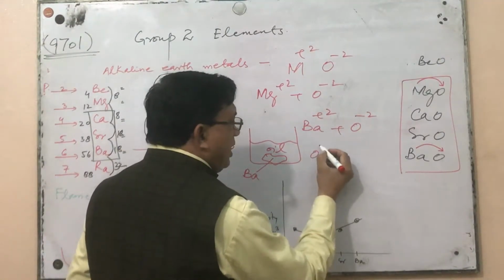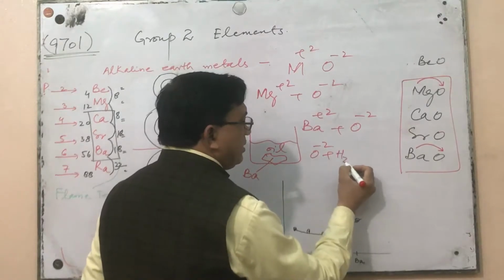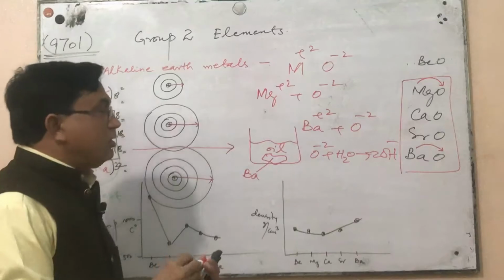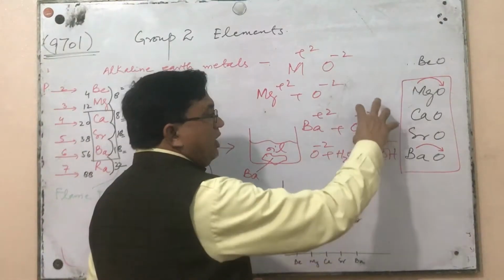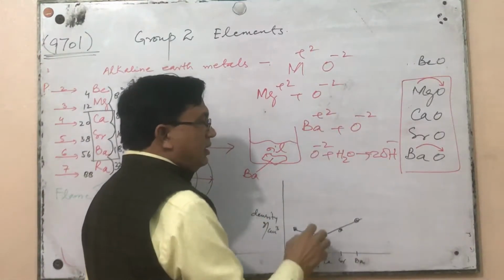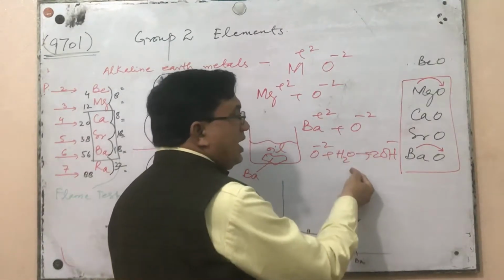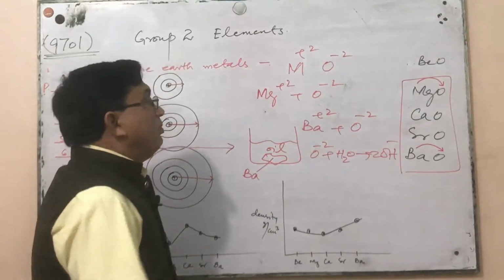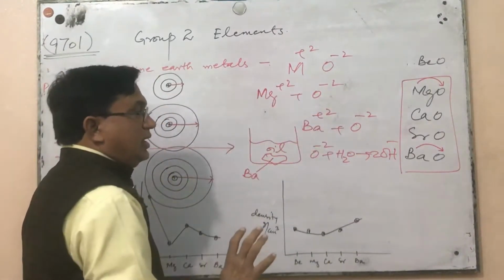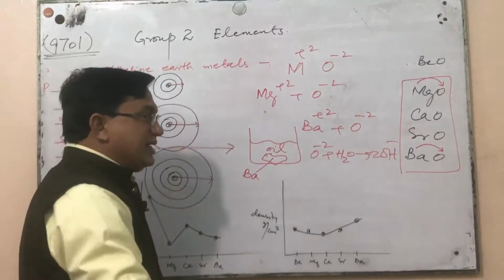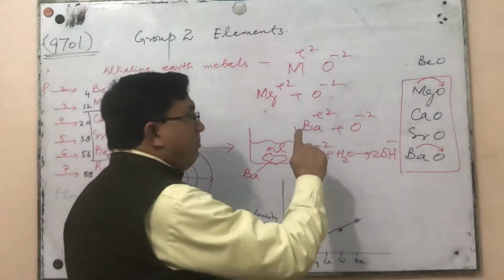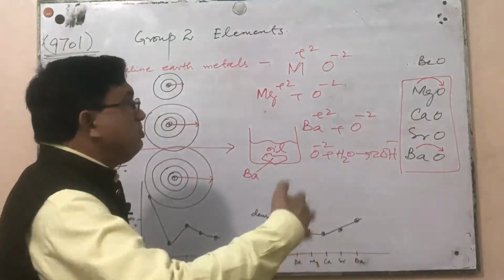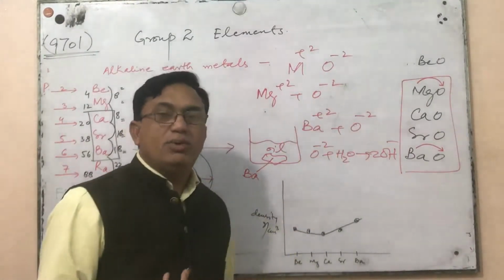Now, this oxide ion will combine with water, producing hydroxide ion. It means that in case of barium oxide, if more oxide ions are there, these will react with more water molecules, producing more hydroxide ion. As compared to magnesium oxide, it means that the basic character of the barium oxide in aqueous solution will be much more as compared to magnesium oxide.